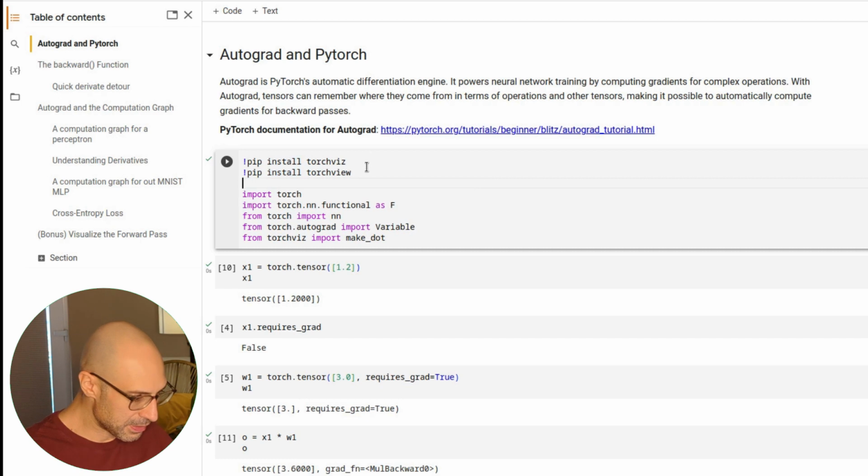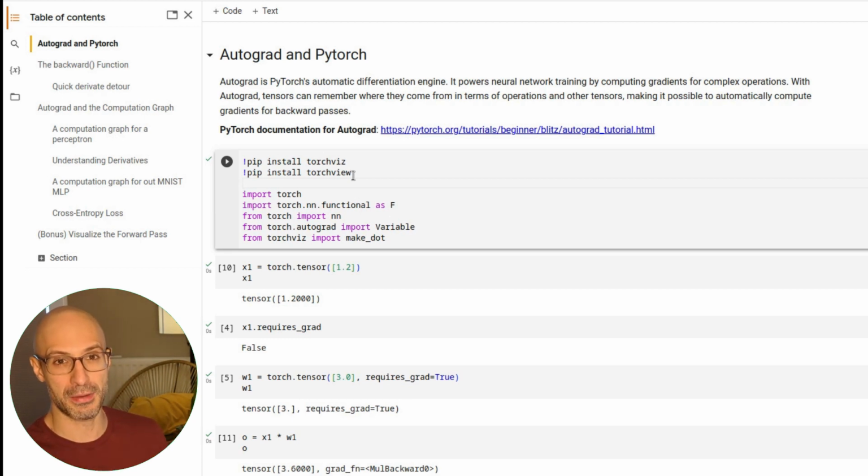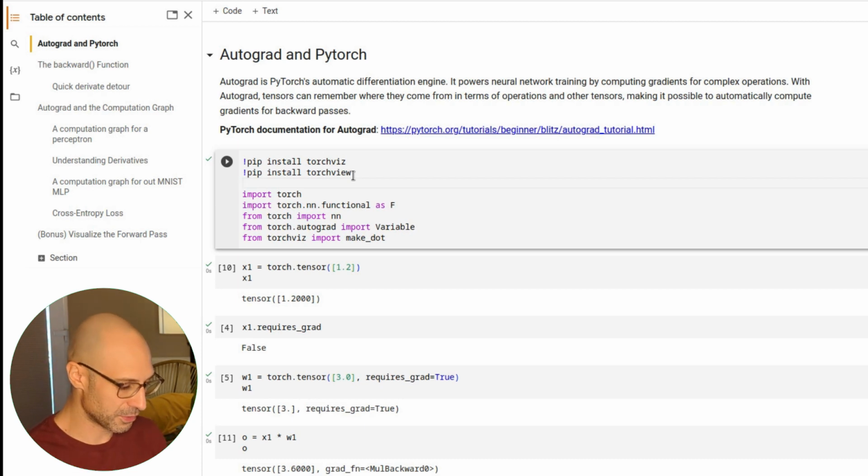I have run the first cell here, which installs all of the dependencies that we're going to use for this particular notebook. You will see that I've got here torchviz and torchview, which are useful libraries that are going to allow us to visualize what's happening whenever Autograd does a differentiation.